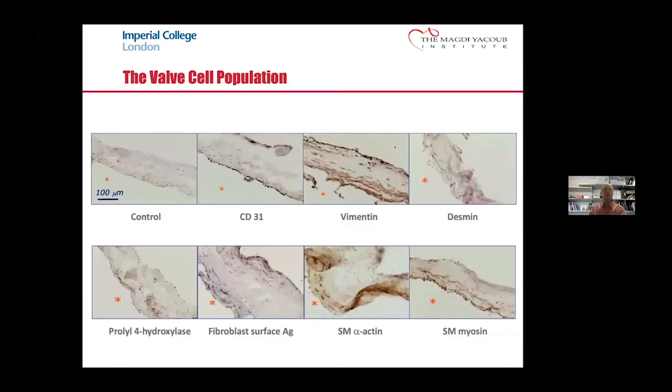So here's some immunohistochemistry of valve cusps, showing firstly the presence of the endothelial cells on both sides of a valve, and markers of fibroblast-like cells with respect to vimentin and fibroblast surface antigen, and evidence of expression of the enzyme that's responsible for collagen synthesis, proline 4-hydroxylase. Interestingly, some of the cells exhibit contractile proteins that may be present in myofibroblast cells or even perhaps smooth muscle cells. And we'll explore a little bit later on exactly what the function of those cells is.